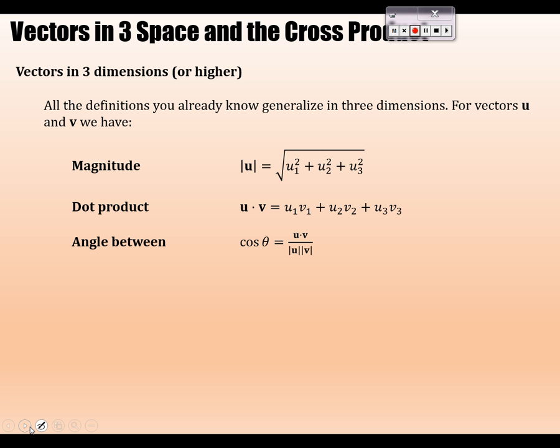Can you multiply a 2-dimensional vector with a 3-dimensional one? Not in any meaningful way, no. Nope.